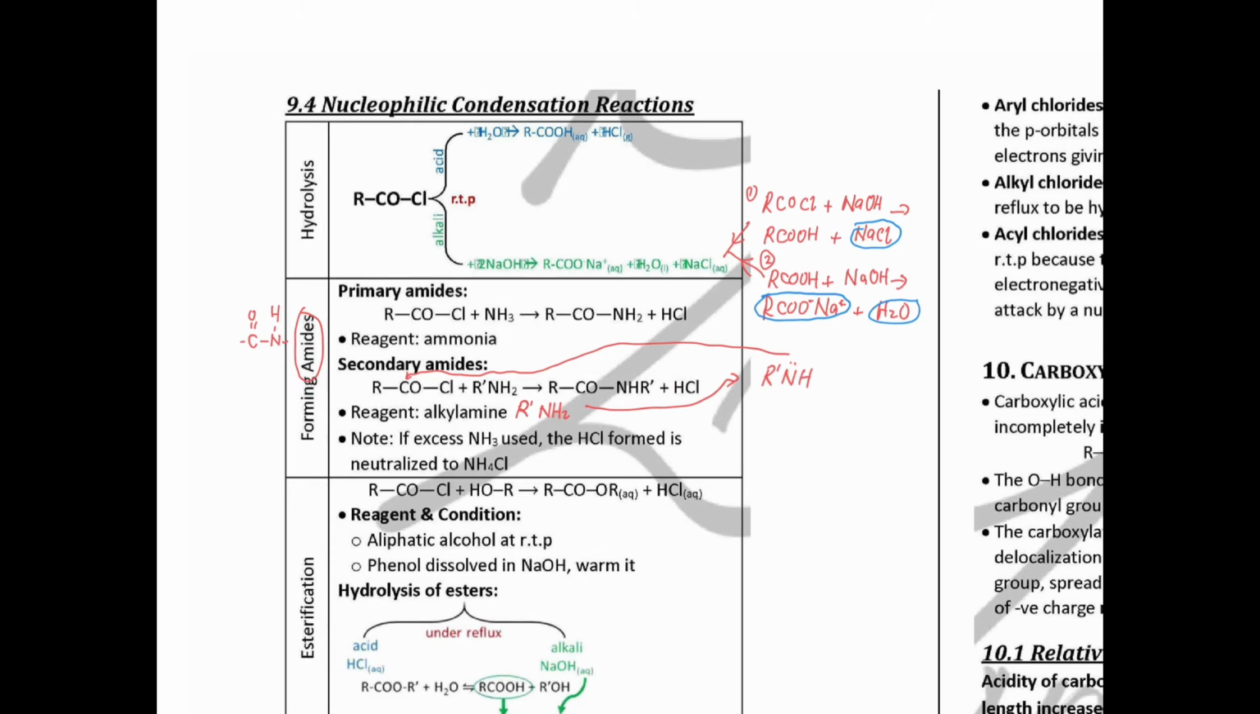Okay, so basically it's like this: nucleophile plus H plus. If excess NH3 is used, the HCl formed is neutralized to NH4Cl. That means this product, the HCl and the HCl here, will be neutralized by the ammonia to form ammonium chloride. Now, next one.